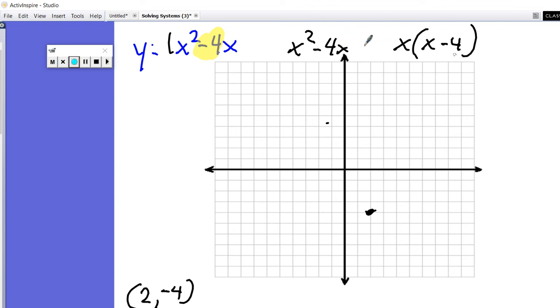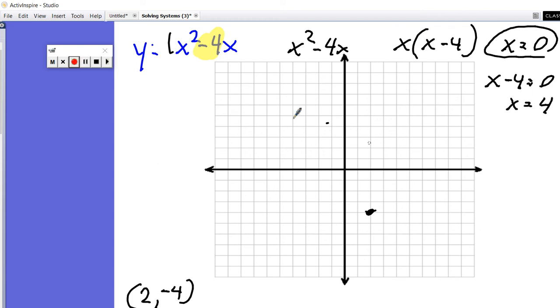The only way this can factor is if it's a difference of squares, and so this is finished. If I wanted to find the zeros, I would set each part equal to 0. So x equal to 0, x minus 4 equal to 0. This is already solved. This is going to be 4. So 0, 1, 2, 3, 4.